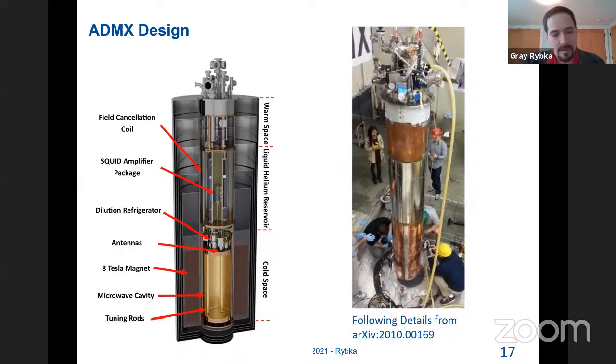There's a cutaway view on the left showing an 8 Tesla magnet. Inside of that is that cavity from the cartoon. Above that, space for cryogenics and amplifiers, and the signal comes out the top. And you can see we can pull the cavity and bits from the inside, and you get a sense of scale over there on the right. There we are craning it out.